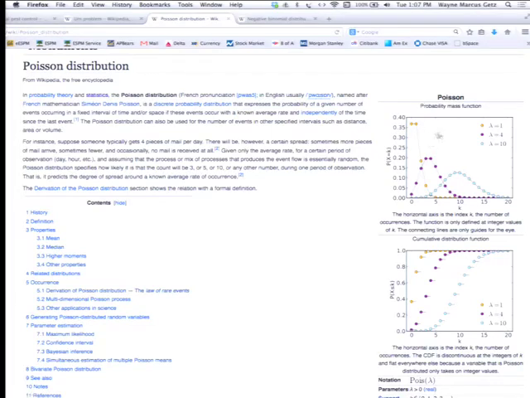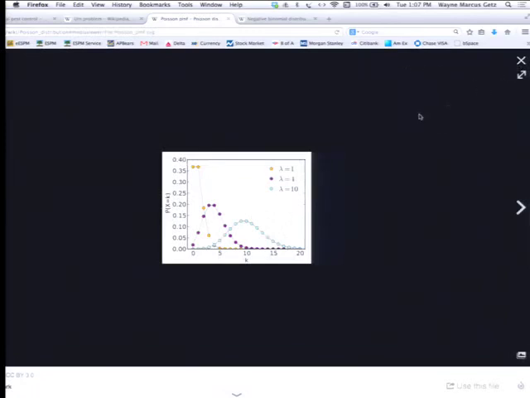Now, if you've got... Can everybody see that, or should I make it bigger? I'll try and make it bigger.